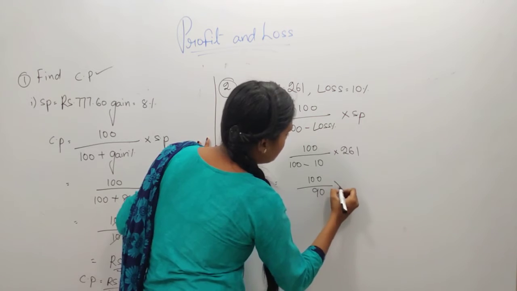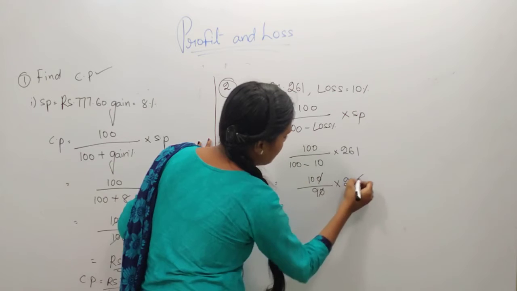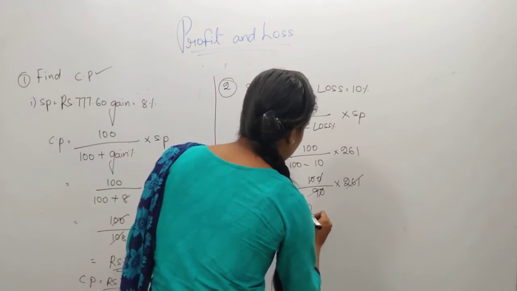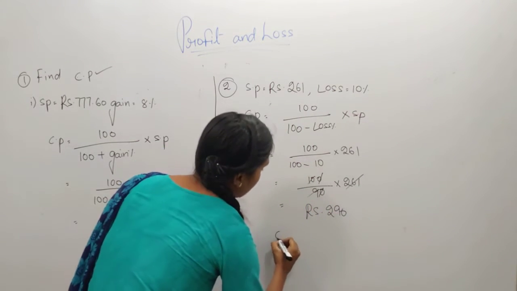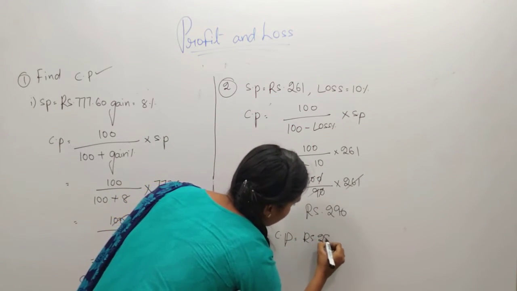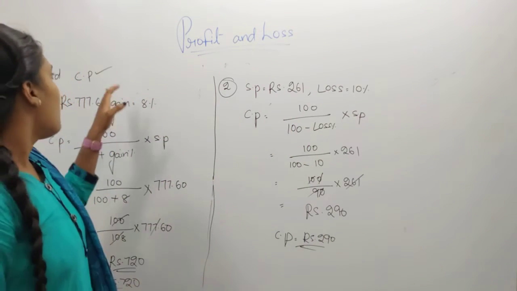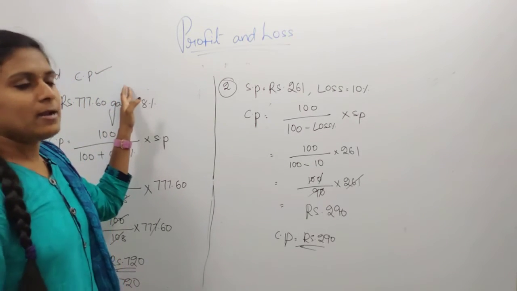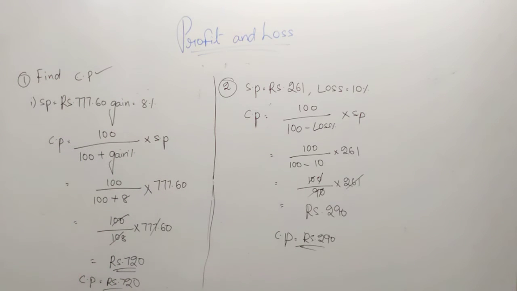90 into 261. After doing the cancellation of all these, what final answer do we get? Rupees 290. This is the cost price of loss. Cost price is equal to rupees 290. This is the final answer. Now here we solved how to find SP and how to find CP. Okay. Next, go to the next problem.